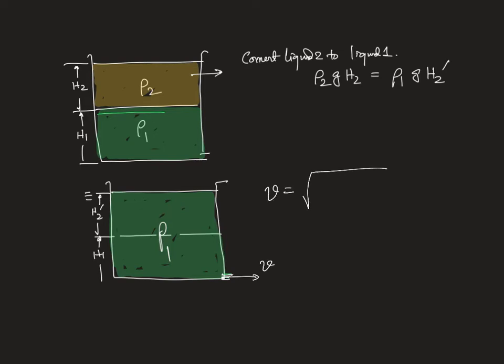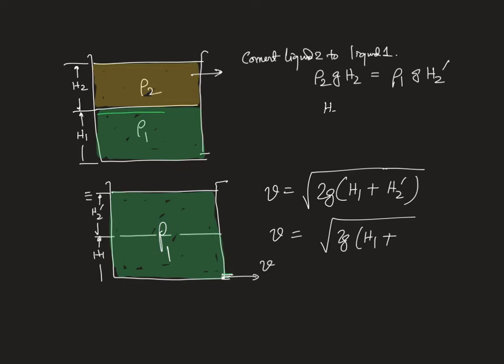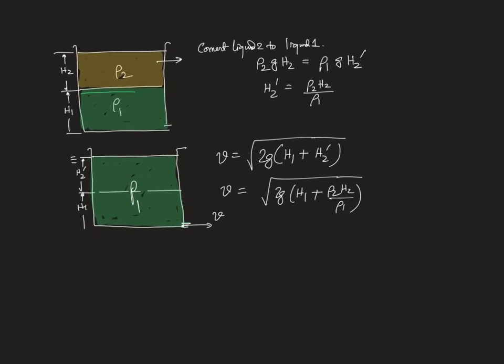V as root over of 2G into H1 plus H2 dash, where this H2 dash you can calculate. See, from this equation above we can calculate H2 dash is rho 2 H2 by rho 1. So H1 plus rho 2 H2 by rho 1 this way. So in this way you can extend this to 3 or 4 liquids like that.